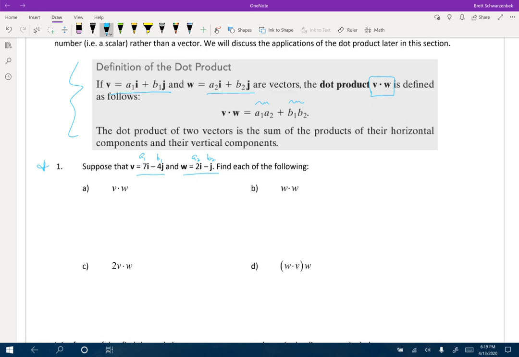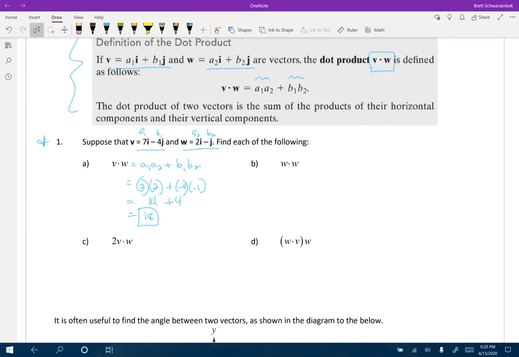So what we need to do is follow the formula. Just a reminder, v dot w is equal to a1a2 plus b1b2. So if we substitute in these values, we're going to get 7 times 2 plus -4 times -1. So we're going to get 14 plus 4, which is going to give us 18 as the dot product of these vectors. For now, you don't know what that means per se or what it could entail, but for now, just learn the operations and how to use them.